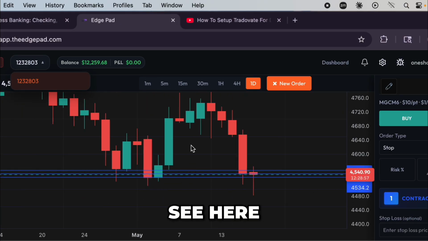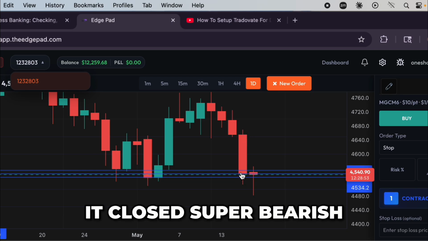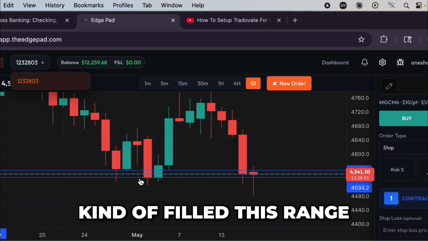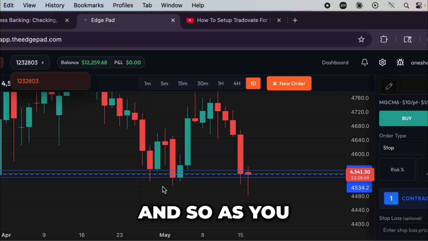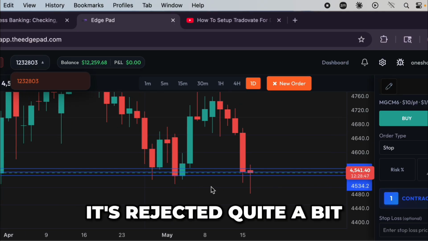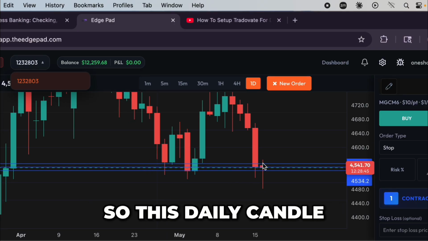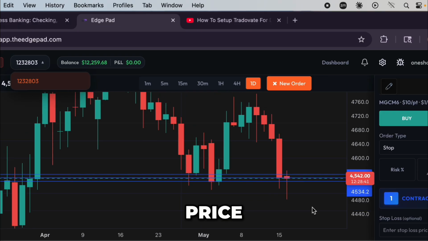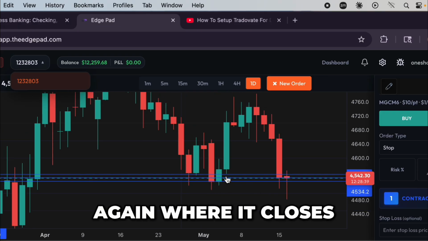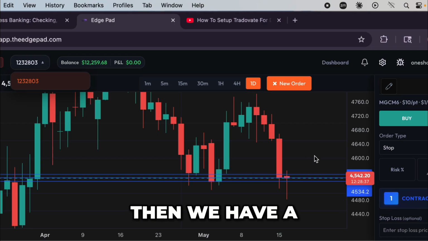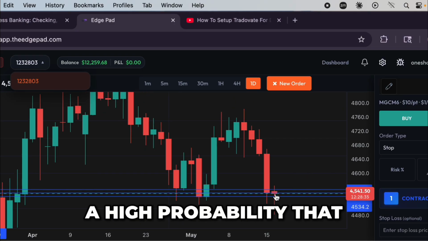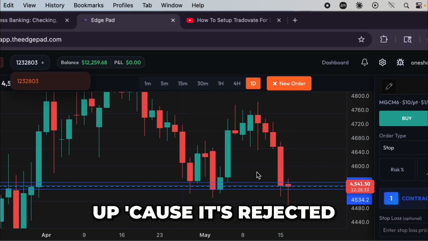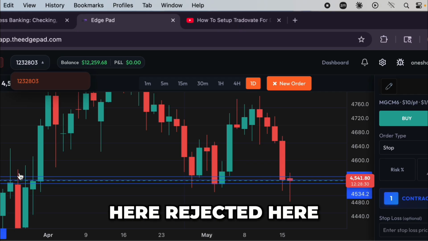So as you can see here, the previous day, last week, it closed super bearish, okay? Kind of filled this range. And so as you can see here, it's rejected quite a bit. So this daily candle is most likely going to have a pretty big direction potentially where price will go. If price does this again where it closes pretty strong bullish, then we have a high probability that it could come back up because it's rejected out of here. But it's also up here rejected here.